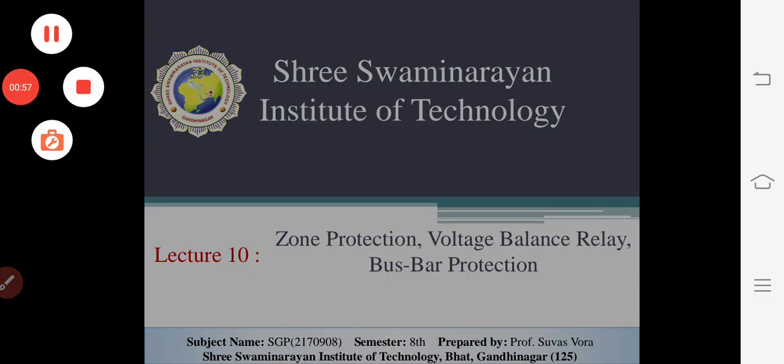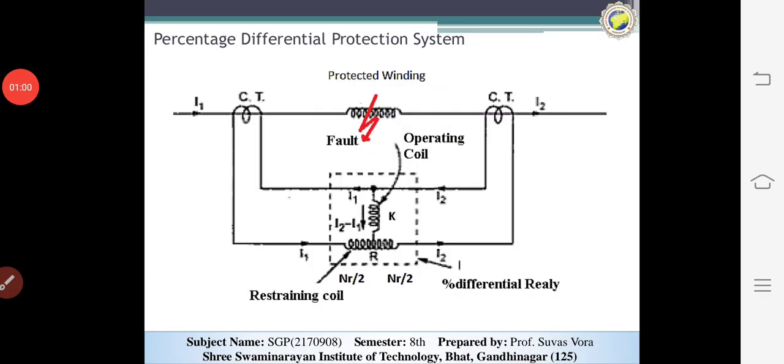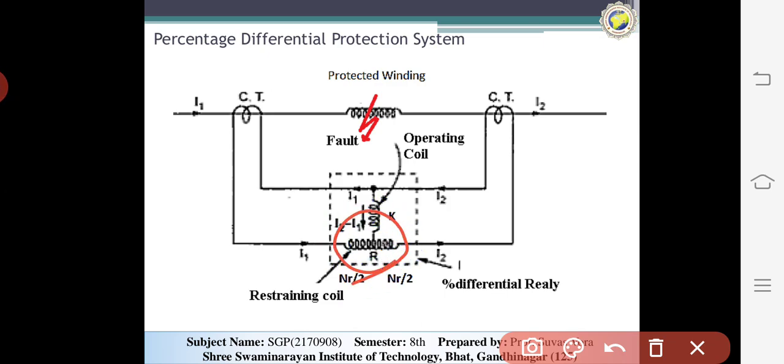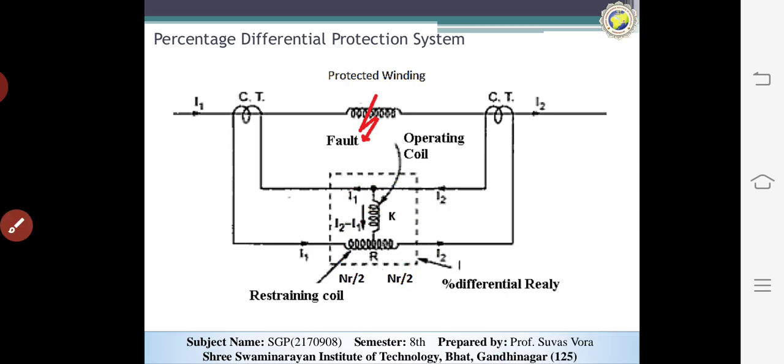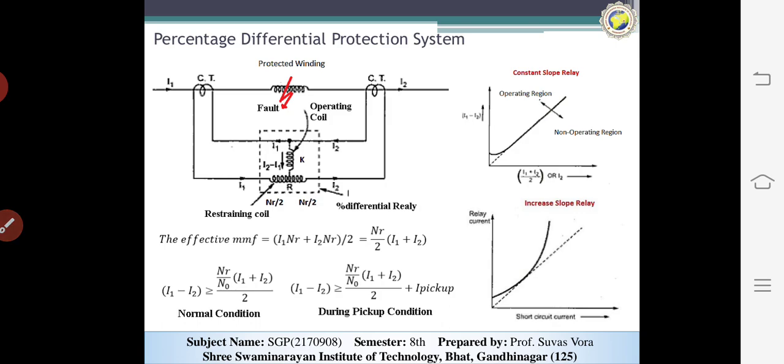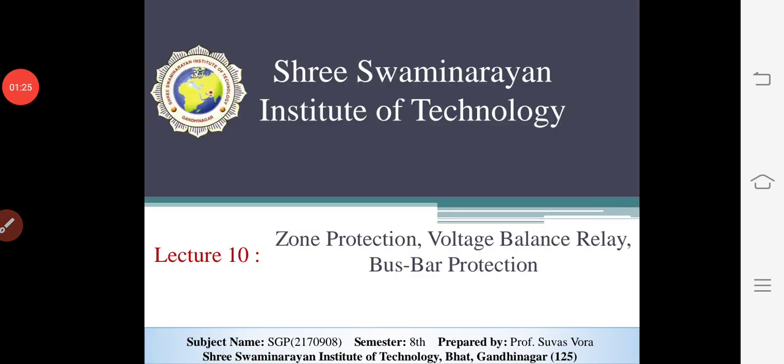You can see that we can put the restraining coil with the operating coil. This whole arrangement is called the percentage differential relay, to remove the problems of the differential protection system. So today's topic is zone protection systems, then the voltage balance relay and busbar protection systems.